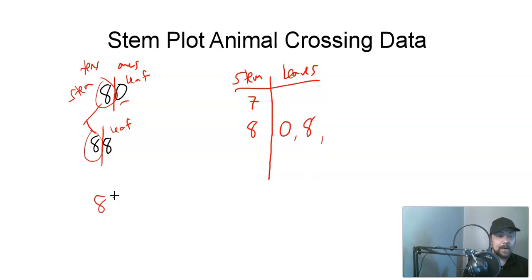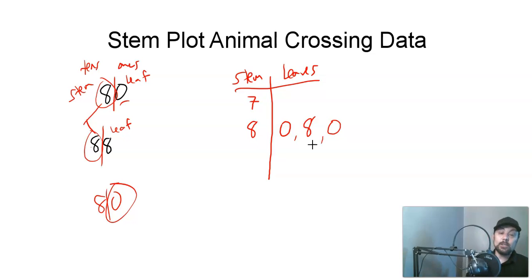If I had another data value that was at 80, the leaf there is 0. And so I'd put another 0 in the leaves column. When you look at this chart, you put the digits back together again. So when I look at this, I see 80, 88, 80, right? Those are the data values that I'm reconstructing when I look at this chart, which is one interesting thing about the stem and leaf plot: you maintain the original data set. You can always reconstruct it from the stem and leaf plot.